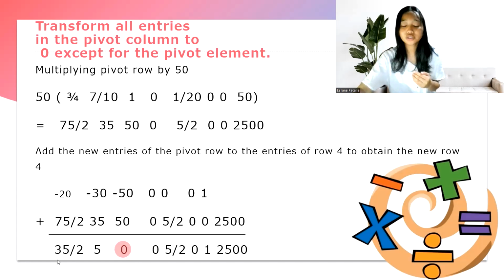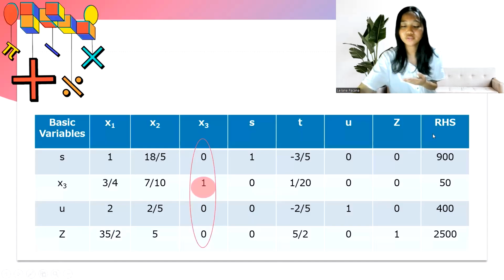So that result will now be our new row 4, as you can observe in our table now. So you just have to put it all there. As you can observe, 35 over 2, 5, 0, 0, 5 over 2, 0, 1, and 2,500.